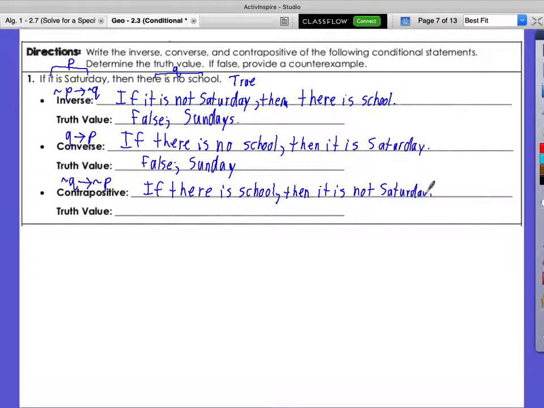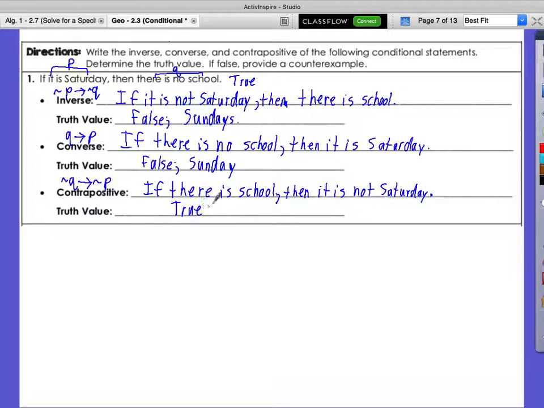Once again, don't blurt out the trueness of this yet. A good way for us to think about this when writing it is we take our converse, and then we negate that. It's the same order as our converse, but now we negate it. So we take the order of the converse with the words of our inverse. Now is this true or false? True. If there is school, then it is not Saturday.